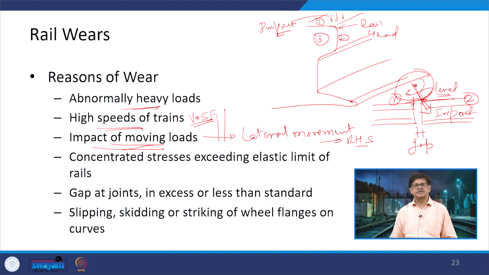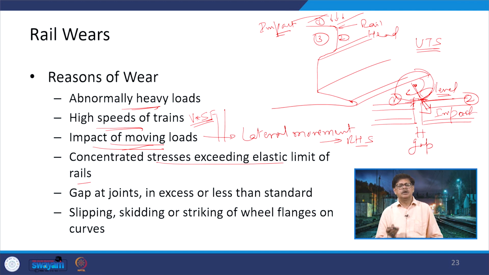Then concentrated stresses which are exceeding the elastic limit of the rails. We did talk about this in the case of the rail fractures also, the rail defects also. At any of the locations, if because of the heavy loads which are coming, the rail section which is being used, in terms of its ultimate tensile strength, is not adequate enough to take up those particular loads, in terms of the longitudinal vertical compressions or in terms of the lateral stresses which are induced, then there is again a possibility of these types of rail wears to occur.